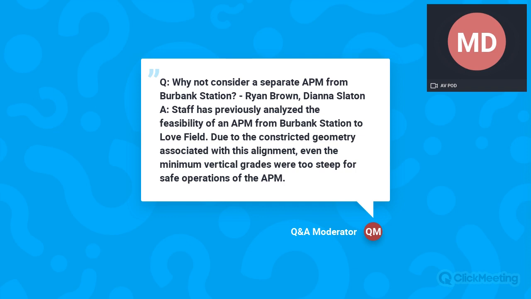And as the answer from the technical staff points out, there were some operational challenges in trying to get the train either from grade below the runways and back up, or having a subterranean station both at Love Field and at Burbank, and that added exponentially to the cost of construction and maintenance.